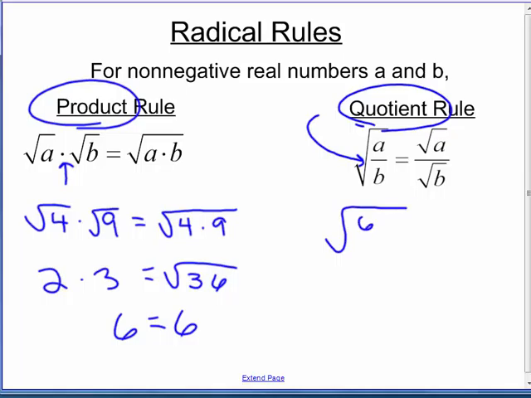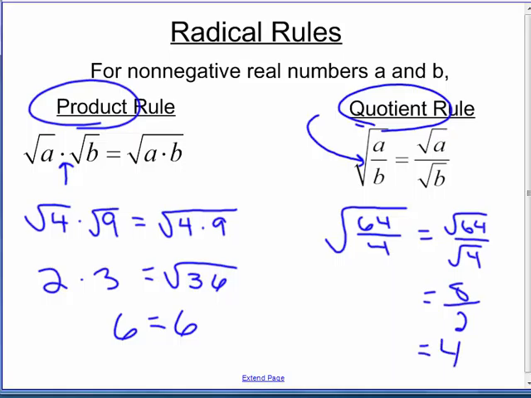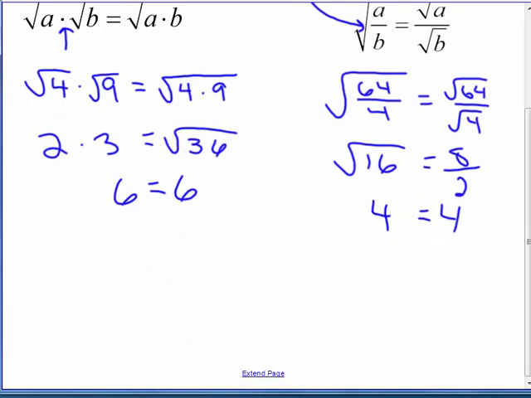So when I take the square root of 64 over 4 and set it equal to the square root of 64 over the square root of 4, if I simplify each side now, on the right side, well, square root of 64 is 8, square root of 4 is 2, and 8 over 2 is 4. But on the left-hand side, well, 64 divided by 4 is 16. And the square root of 16 is 4. So notice, for both the product and the quotient rule, I do get both sides to be the same. Now again, it's not a proof, it's more of an example of something that works. Okay, but it does give us a little perspective on things.